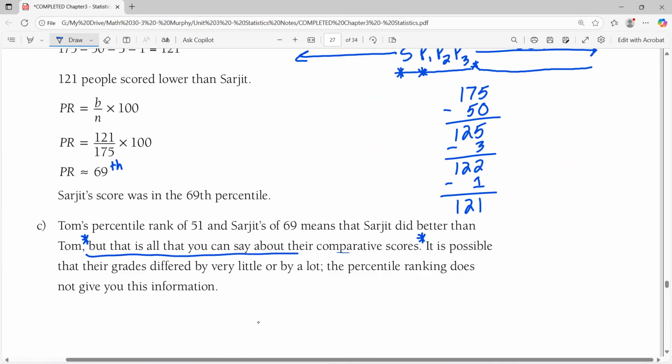And I can see this being an exam or an assignment question. It is possible that their grades actually differed by very little or by a lot. We don't actually know. All we know is how many people are below them. So they could have had scores that were really, really close to each other, right? But the percentile ranking does not give you this information. So be very careful. Keep this one in your back pocket.